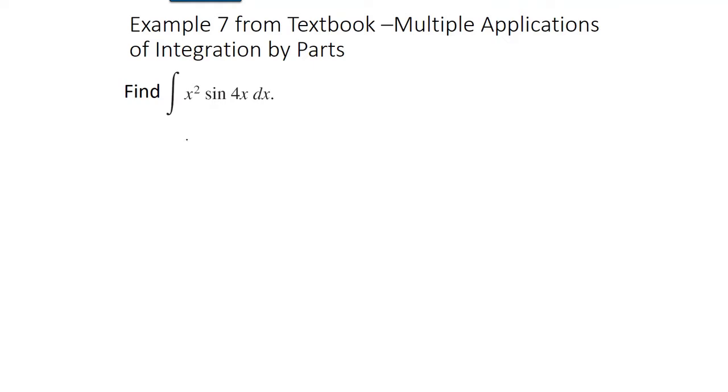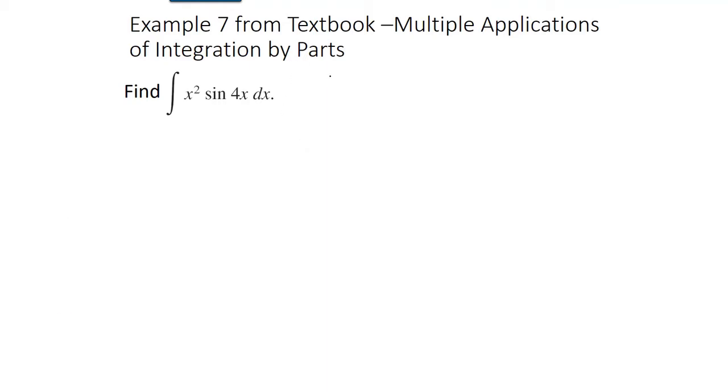This problem is interesting because one way to solve it is to use integration by parts more than once. So I'm going to work it two ways. First, I'm going to work it directly, and then I'm going to work it using a tabular approach. We're going to choose our u and our dv.